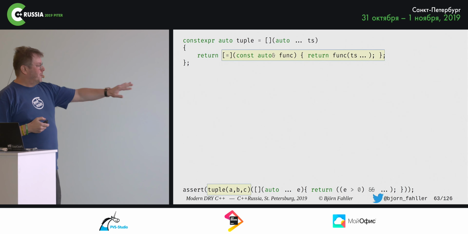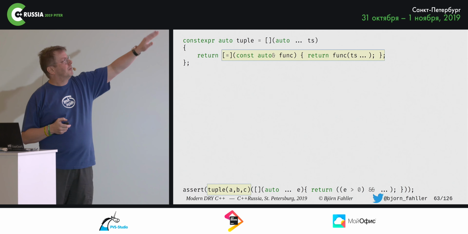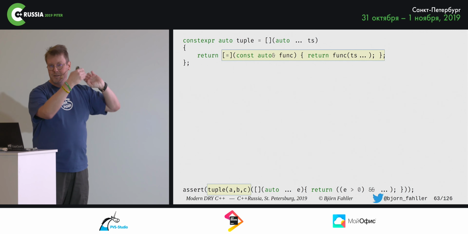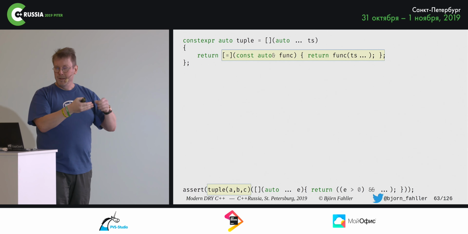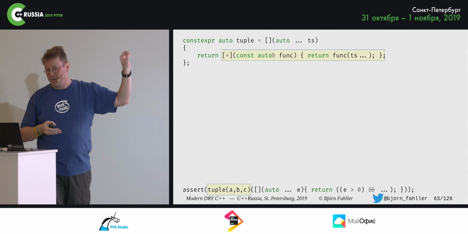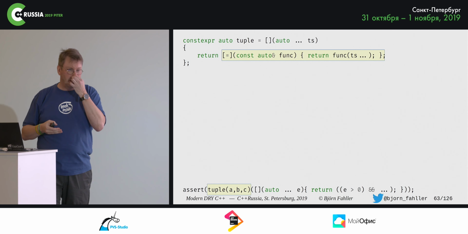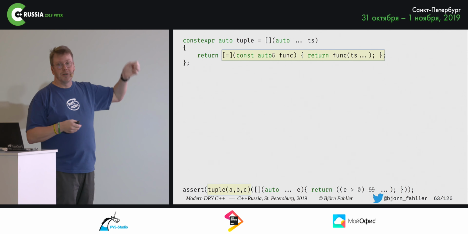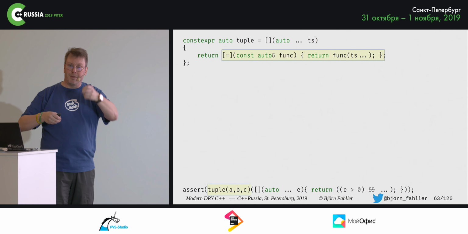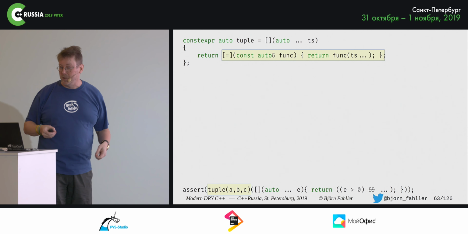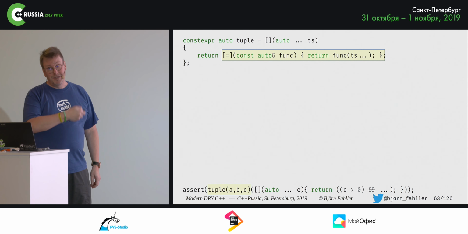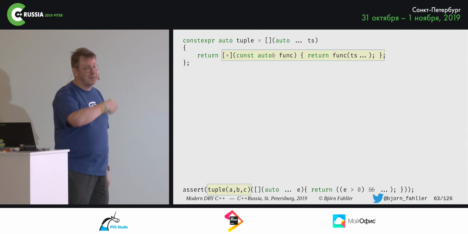So when I call tuple with A, B, C, that is this lambda. It has captured A, B, C. It is callable with a function. This function is then called with all the captured values in the tuple. So the function can be, for example, return the first element, return the last element, return the nth element, return the number of elements, whatever. It's an amazingly crappy tuple, but it is a tuple. We can use it.